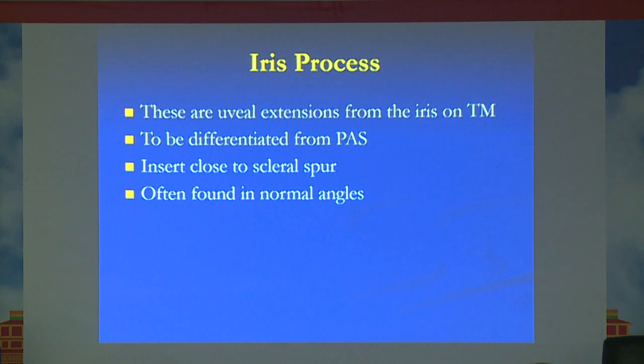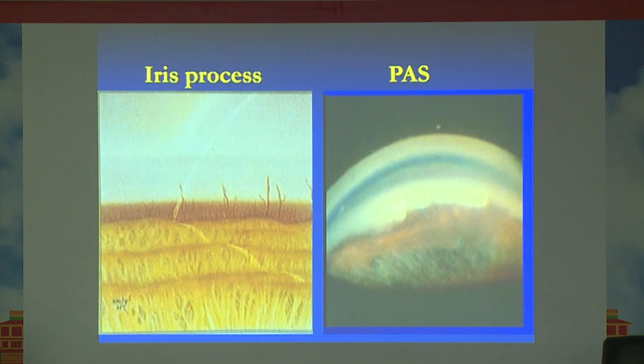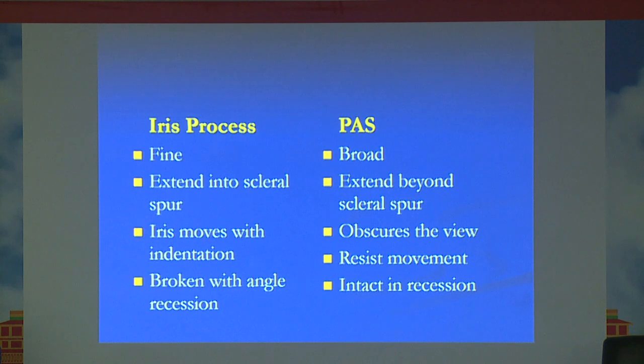Iris processes are epithelial extensions from the iris onto the trabecular meshwork, and they have to be differentiated from peripheral anterior synechiae. They insert close to the scleral spur and are often found in normal angles. This is important. In the left side picture there are iris processes and peripheral anterior synechiae. Synechiae are broad, whereas iris processes are fine. Synechiae do not move with indentation, they obscure the view, and they extend beyond the scleral spur.